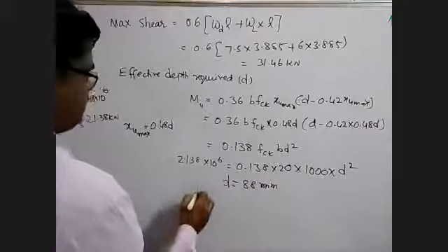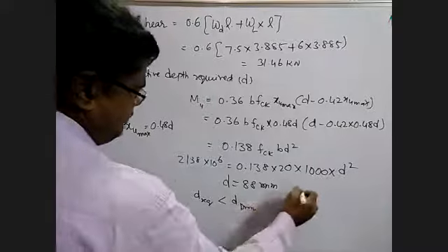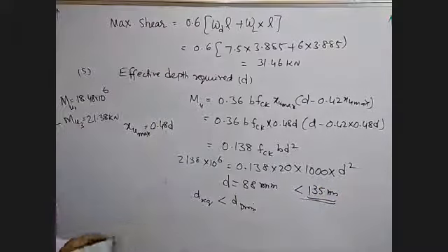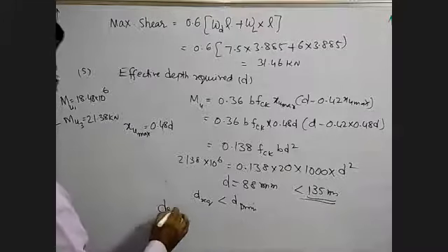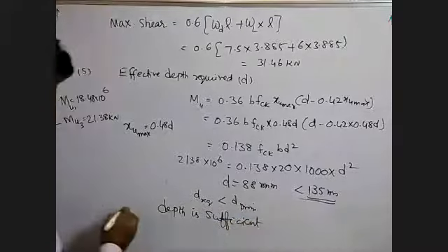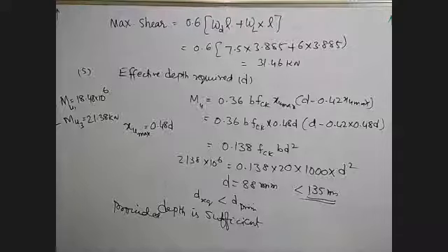So D required is less than D provided. We provide 135. We need 88, but we provide more, no problem. If we needed 88 and provided 70, you have to redesign the section. Now the provided depth is sufficient. Now the next step is the area of the steel.